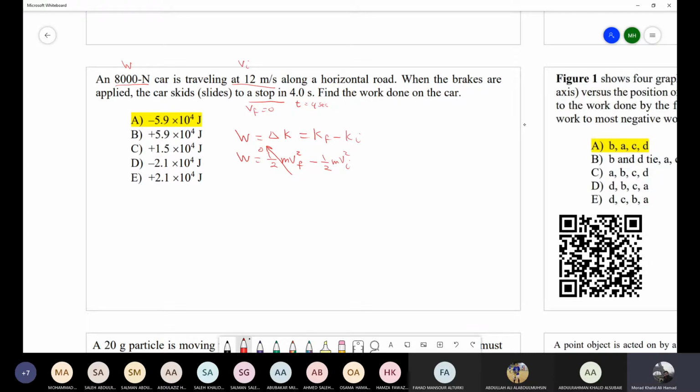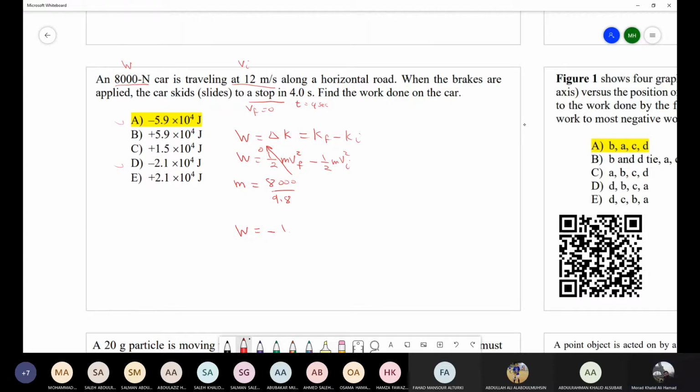But here I don't have the mass, but I have the weight equal to 8,000. So the mass, divide by 9.8, is equal to 8,000 divided by 9.8. So the work will be equal to minus. Notice that I have a minus here. So I can predict that the answer is either A or D.